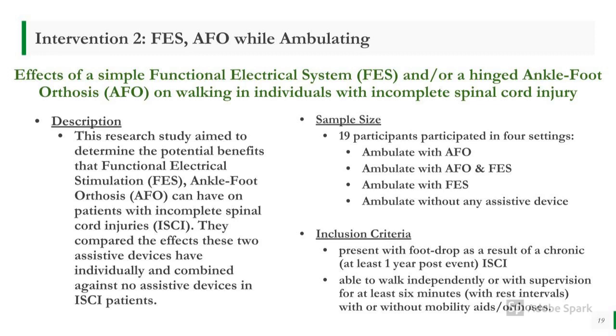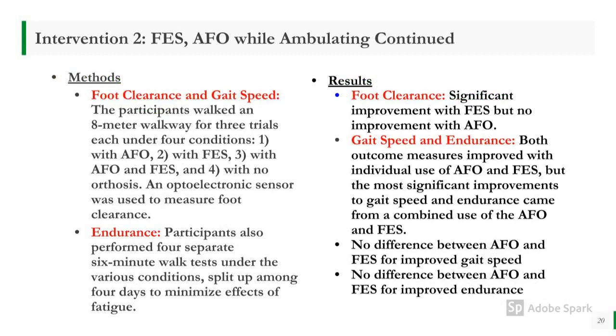The use of an FES device assists in foot clearance throughout swing phase of gait by stimulating the common peroneal nerve in the lower leg, which causes dorsiflexion of the ankle. The researchers examined 3 outcome measures: foot clearance, gait speed, and endurance. They measured gait speed and endurance through timed walks for distance. They measured height of foot clearance through an optoelectronic sensor that tracked the motion of the foot.